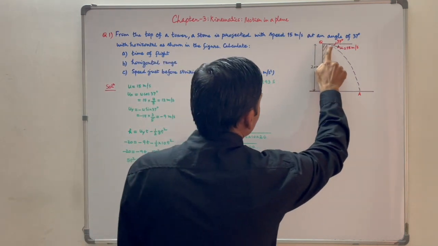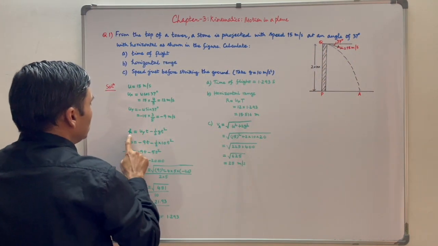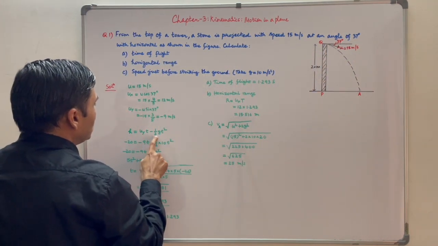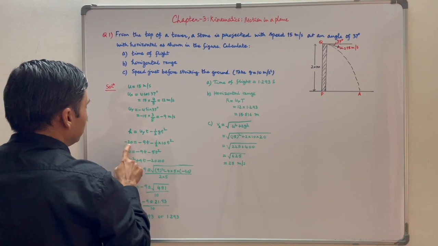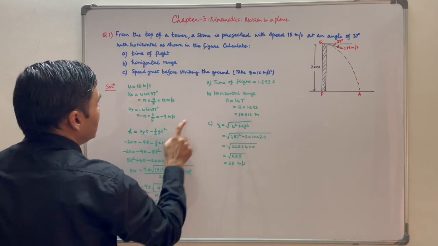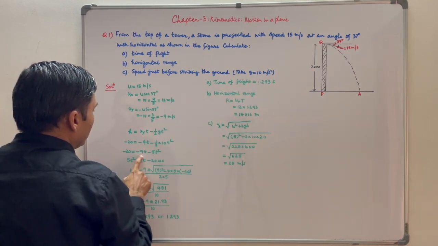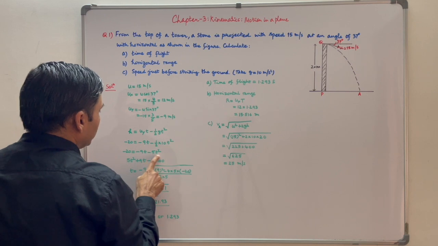So Ux is equal to 12 meter per second, and Uy is equal to minus 9 meter per second. Now when the stone strikes the ground, its vertical displacement is minus 20 meter. So h is equal to u t minus 1 by 2 g t square. h is minus 20, uy is minus 9, g is given as 10 meter per second square. So minus 20 is equal to minus 9t minus 5t square.